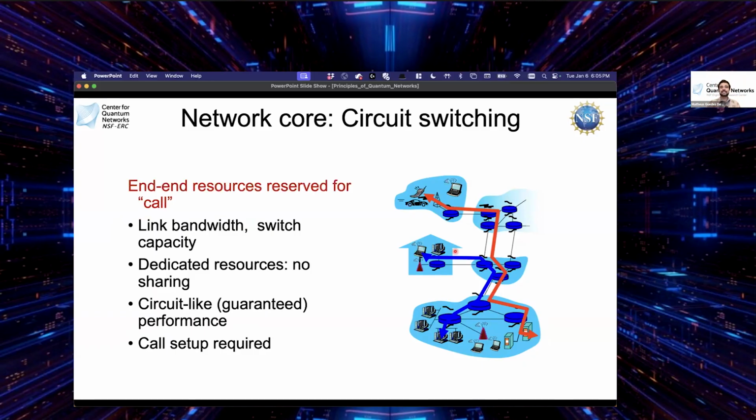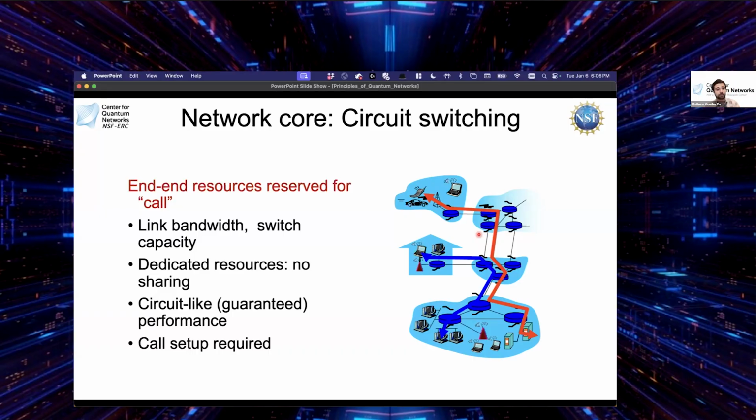Here, the key idea is that whenever we want to do end-to-end communication, we're going to reserve resources to send information. And these resources are things like link bandwidth and switch capacity. Because we are reserving resources, there is no sharing after a portion of resources was allocated for the communication of a particular pair of users. What this gives us is a guarantee in performance that is circuit-like.